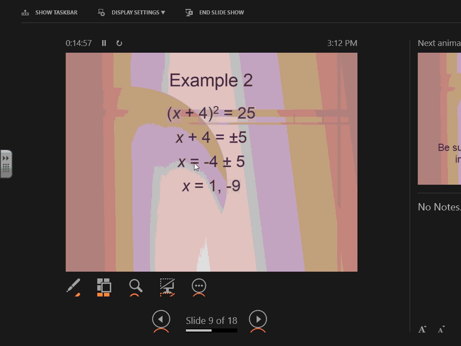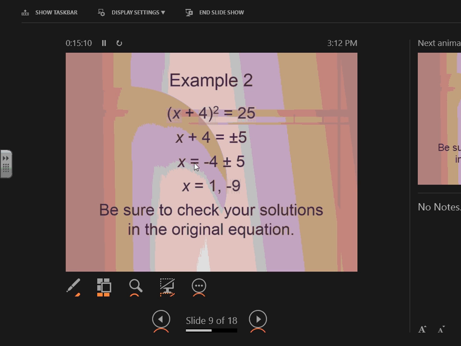That's the point. I'm giving you ones that come out nice and pretty like this. When they don't come out nice and pretty, they can't be factored. You're going to have radicals in your answer. So make sure you check it. Please check it. I know I don't harp on that, but this section's super important. When you square and square root stuff, sometimes the solutions don't work.